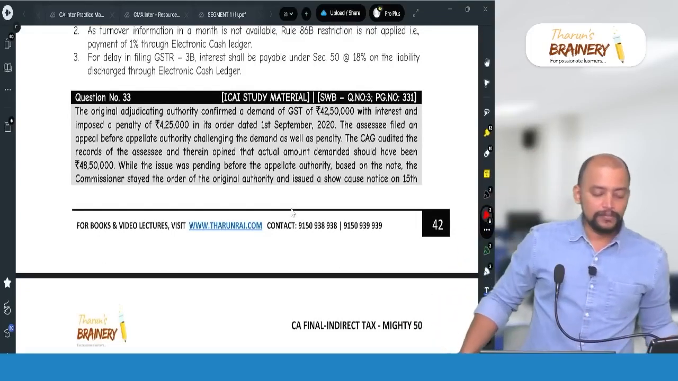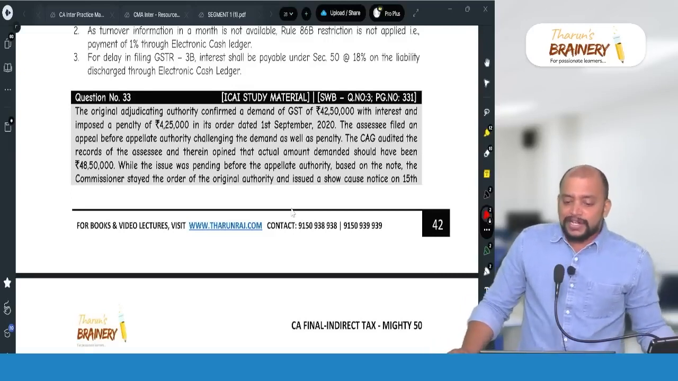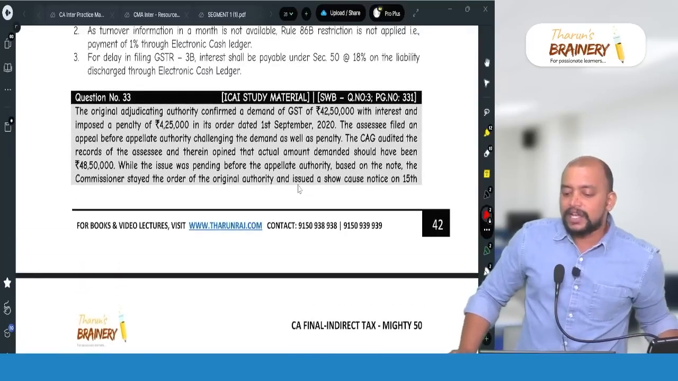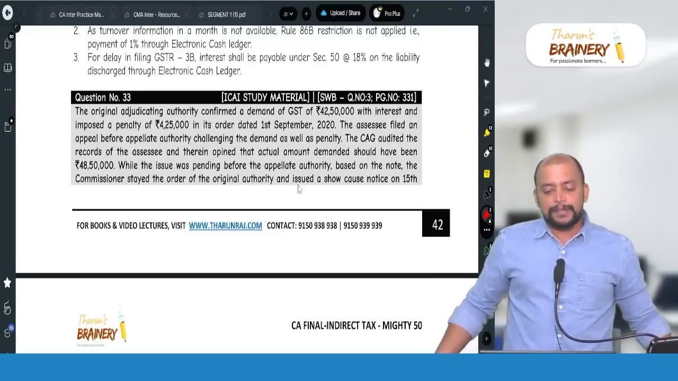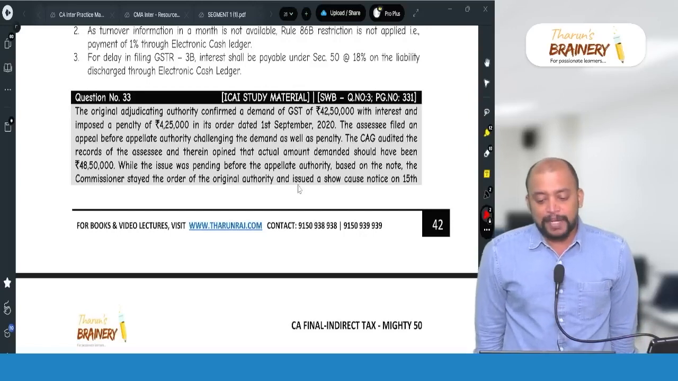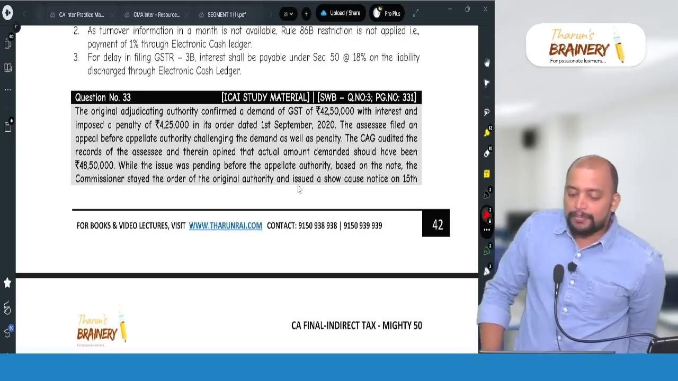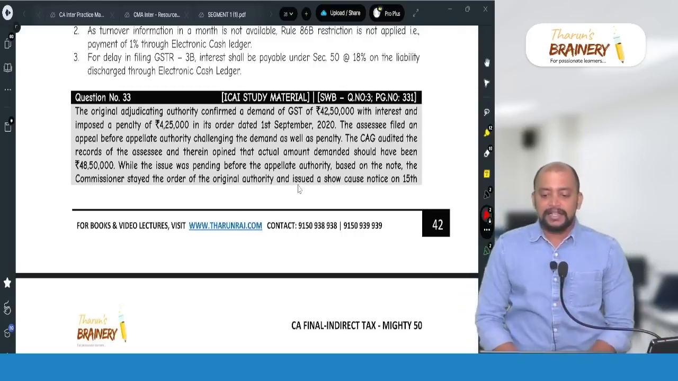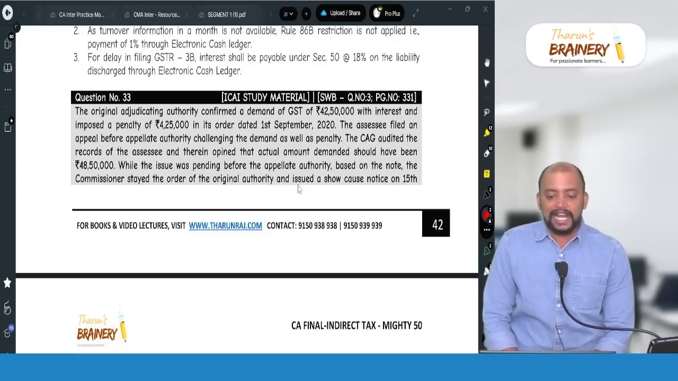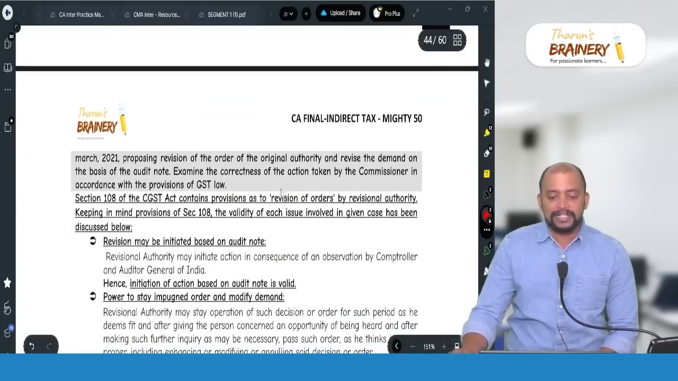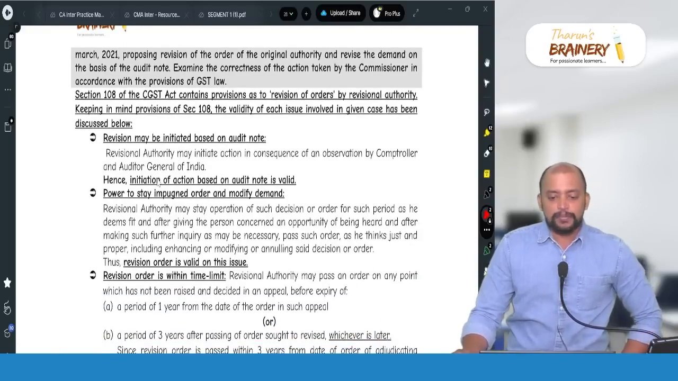331, this question. The original adjudicating authority confirmed a demand of GST of 42,50,000 with interest and imposed a penalty of 4,25,000 in its order dated 1st September 2020. The SSE filed an appeal before the appellate authority challenging the demand as well as penalty. The CAG audited the records of the SSE and then opined that the actual amount of demand should have been 48,50,000. So they enhanced. While the issue was pending before the appellate authority, based on the note, the commissioner stayed the order of the original authority and issued a show cause notice on 15th March proposing revision of the order of the original authority and revise the demand on the basis of audit note. Examine the correctness of the action taken by the commissioner in accordance with the provisions of GST law.